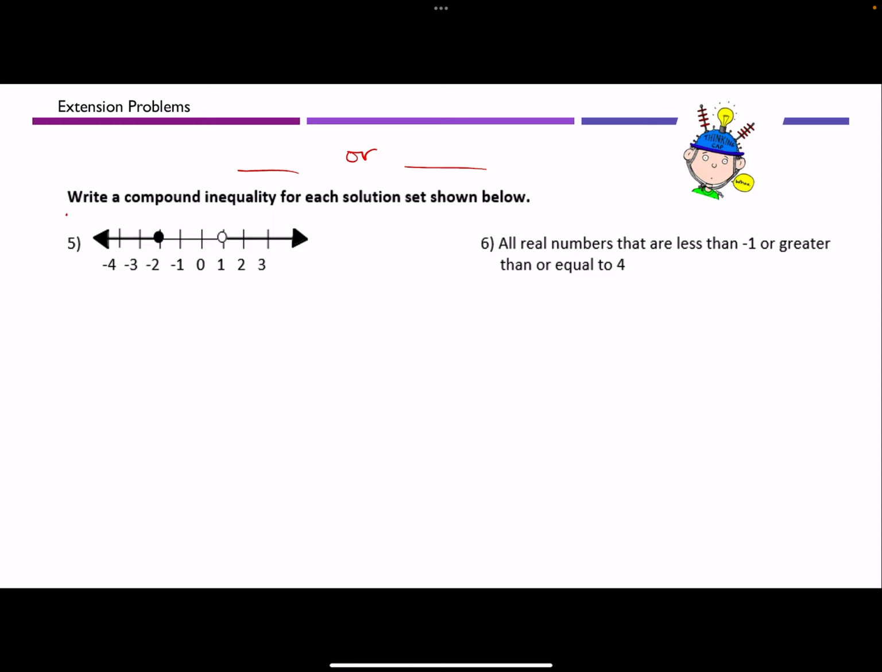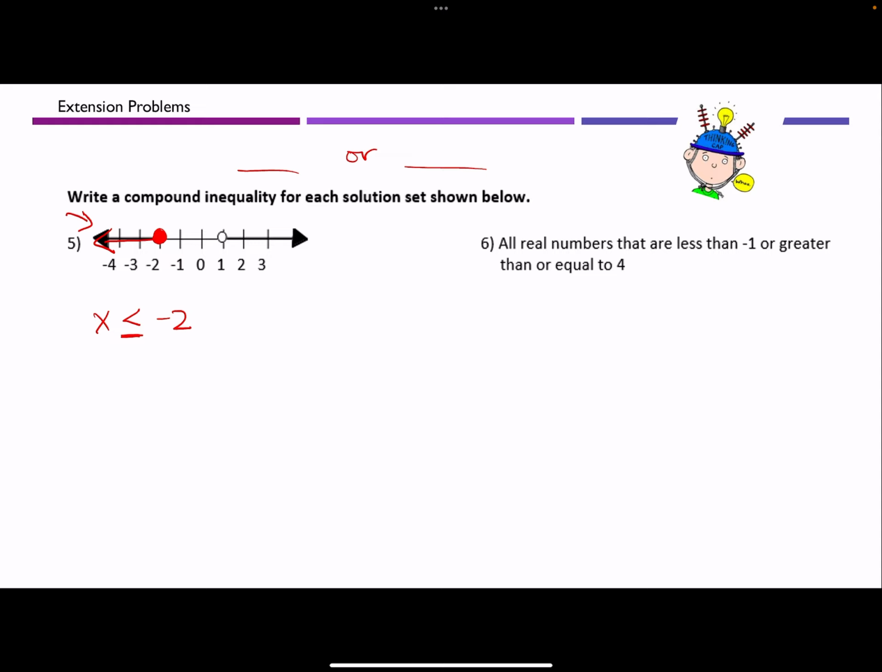So number 5, if this is your solution, think about where your shaded regions are. They start here at this -2 and go down that way, right? So we can say that x, or a, or b, or y, whatever variable you want to use, is less than, because we're shaded to the left, right? So it's less than -2, but then I also noticed that the -2 was filled in, so it's actually less than or equal to.